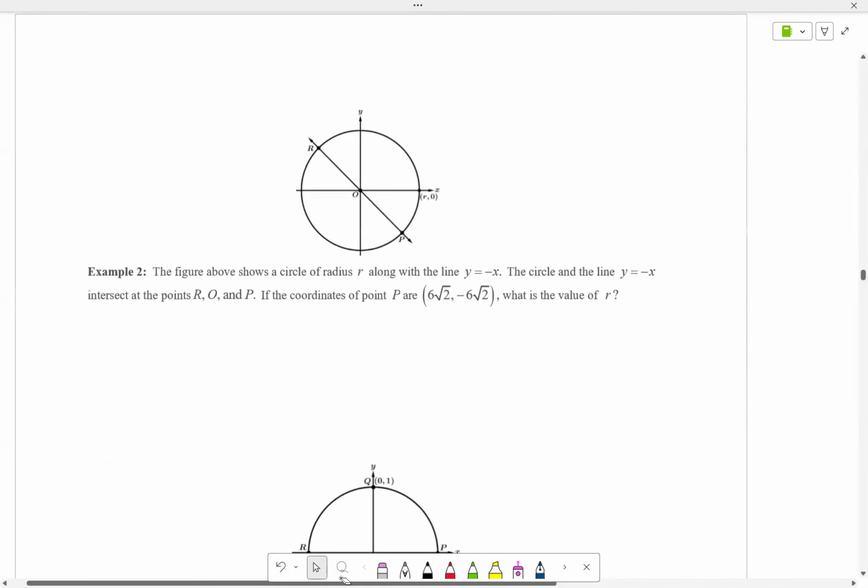Oh, look at this one. There's that nice line, y equals negative x. I'll give you a moment to figure it out.